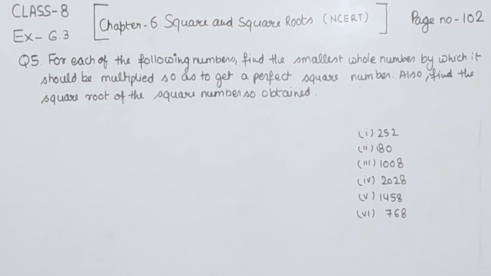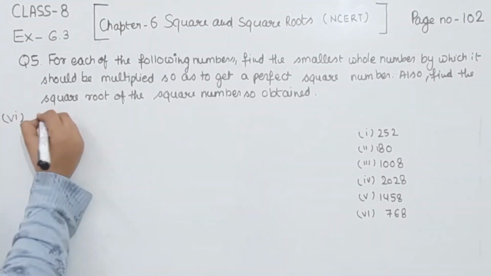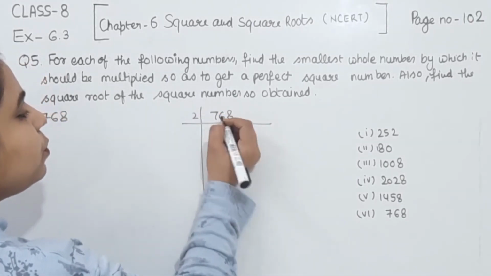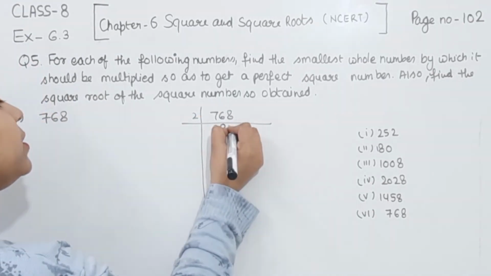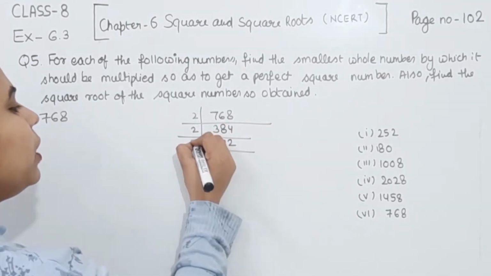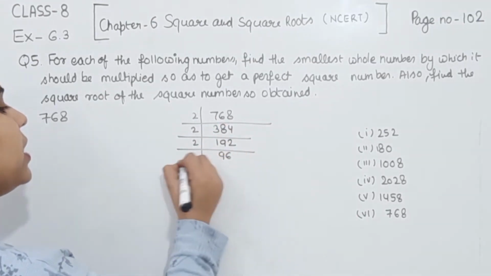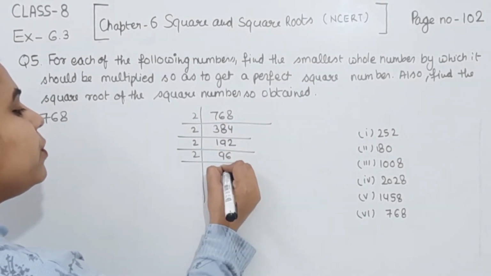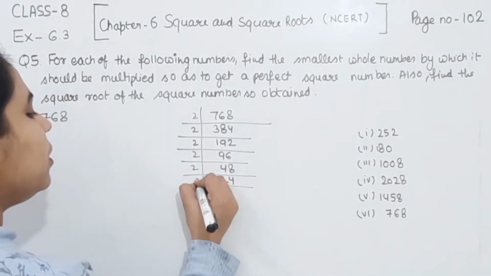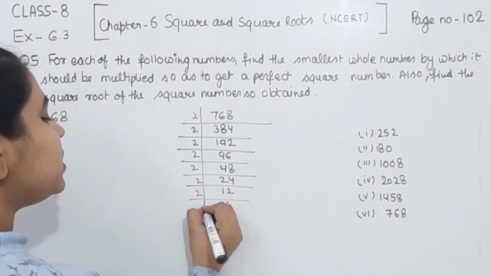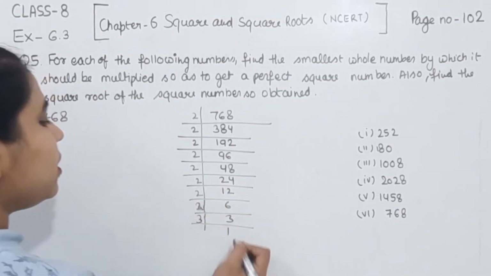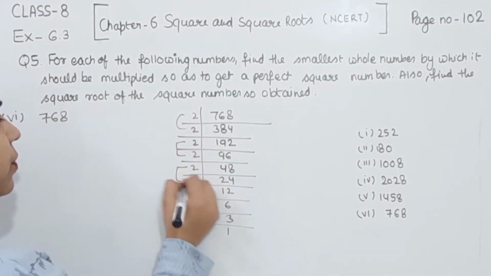Now comes the part 6. The number we are having is 768. First of all, we are going to find the factors. So 2 3s are 6, remainder 1, 2 8s are 16, 2 4s are 8. Now 2 1s are 2, 2 9s are 18, 2 2s are 4. Now again 2 9s are 18, 2 6s are 12. 2 4s are 8, remainder 1, 2 8s are 16, 2 2s are 4, 2 4s are 8, 2 1s are 2, 2 2s are 4, 2 6s are 12 and again 2 3s are 6, then 3 1s are 3.